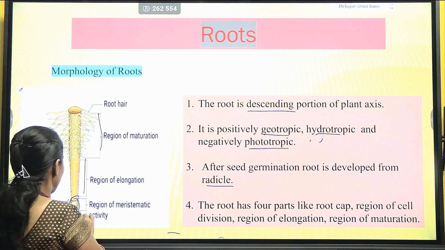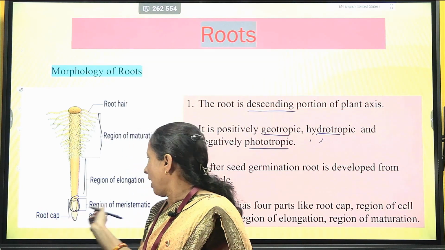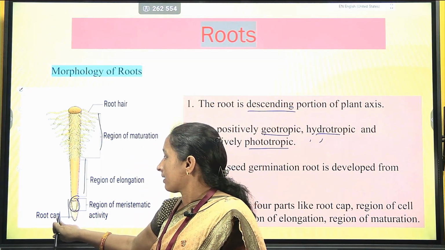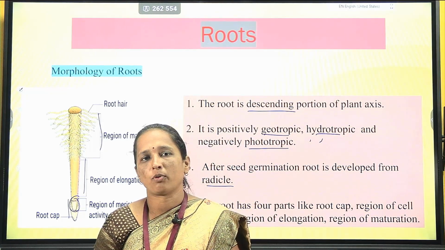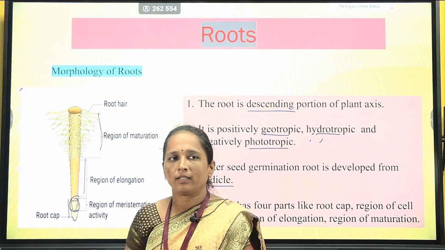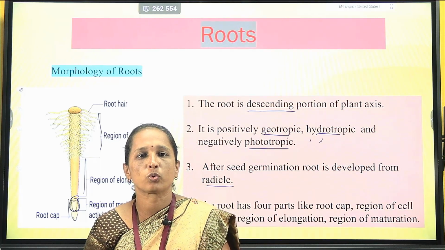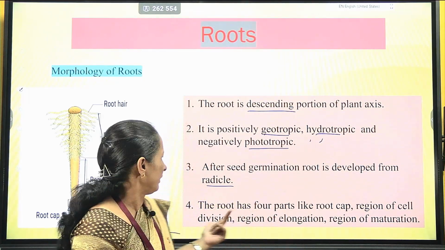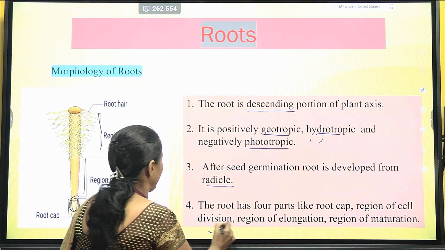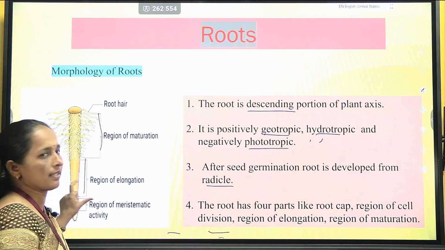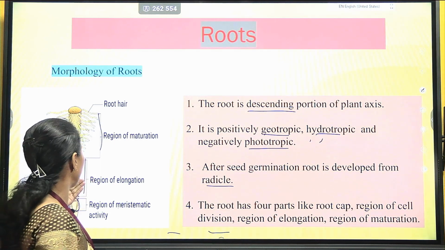First, we discuss the root cap. It is produced from the apical part of the plant. The cells of the root cap are small, thin, with dense protoplasm. These cells repeatedly divide, secrete mucilage, and help the root move through the soil. Second is the meristematic region, or region of cell division. In this region, meristematic cells are present. These cells divide and redivide and produce new cells.